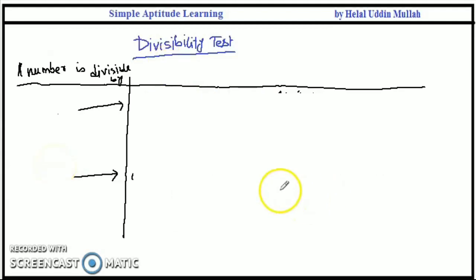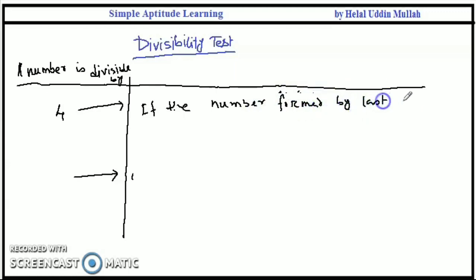Now if we check the divisibility test for 4, it is said that a number is divisible by 4 when the number formed by the last 2 digits is divisible by 4.